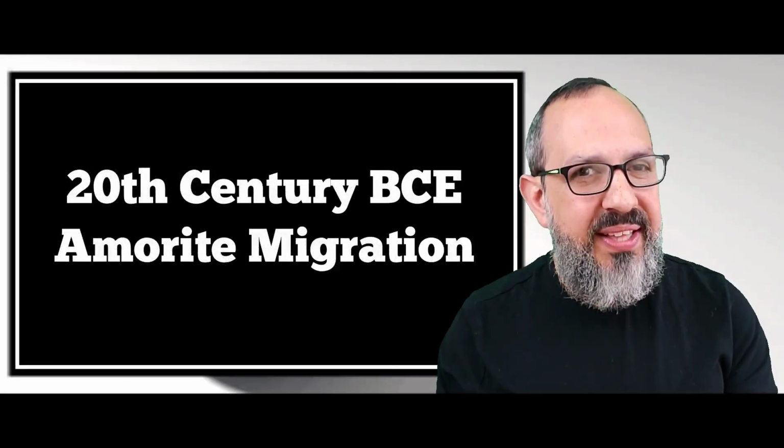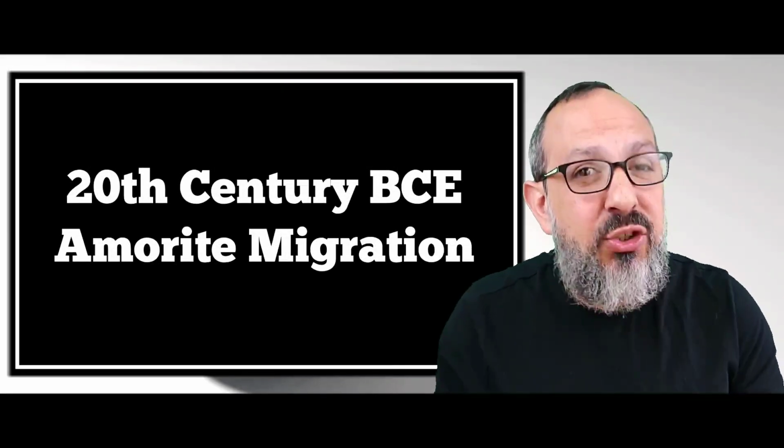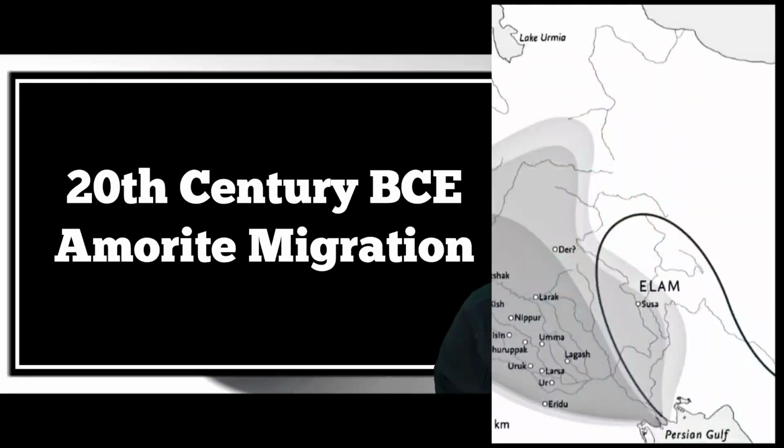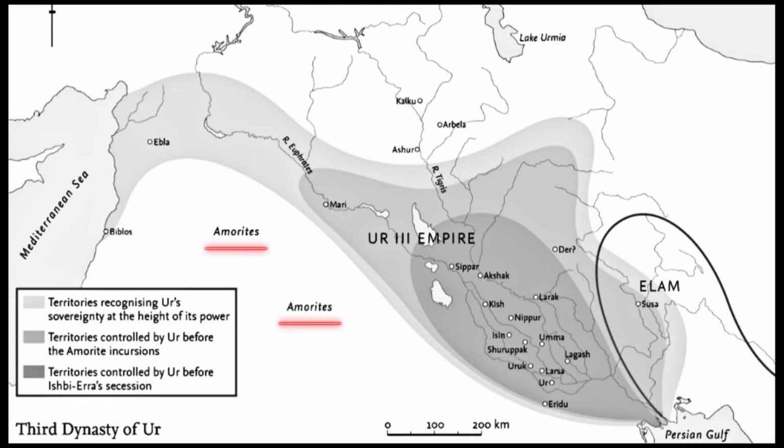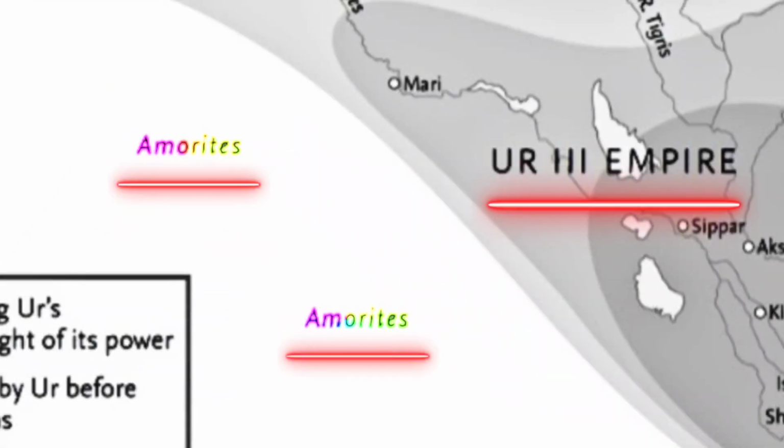We start in the 20th century BCE, and this century belongs to the Amorite migration. The Amorites are one of several groups who took advantage of the political instability of Mesopotamia after the fall of the 3rd dynasty of Ur. But they stand out more than the rest because in the end, it was a faction of this group that came out on top to rule the region.